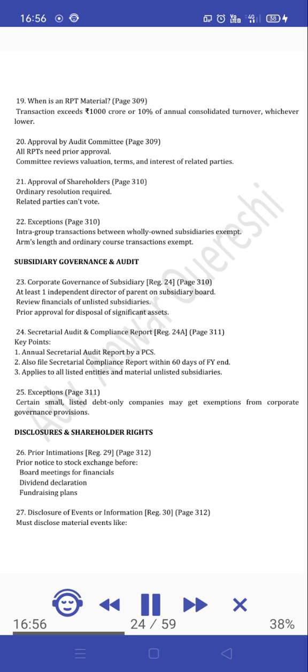Subsidiary governance and audit. 23. Corporate governance of subsidiary, Reg. 24, page 310. At least one independent director of parent on subsidiary board. Review financials of unlisted subsidiaries. Prior approval for disposal of significant assets.